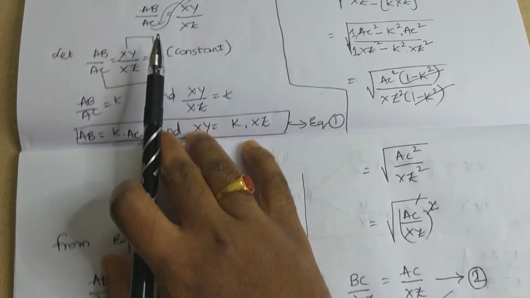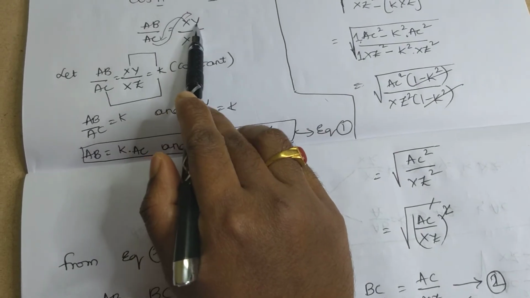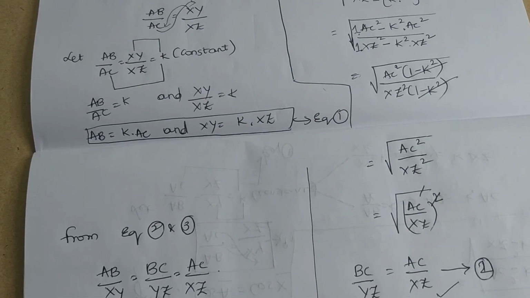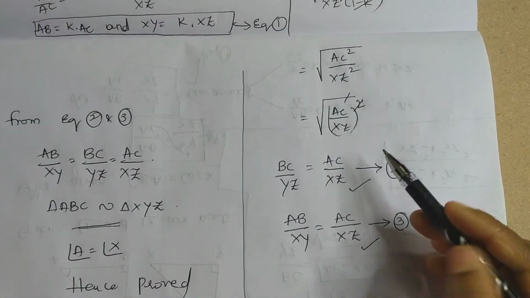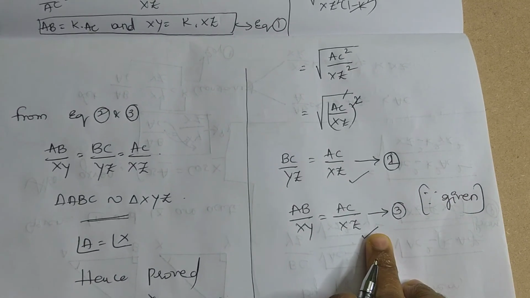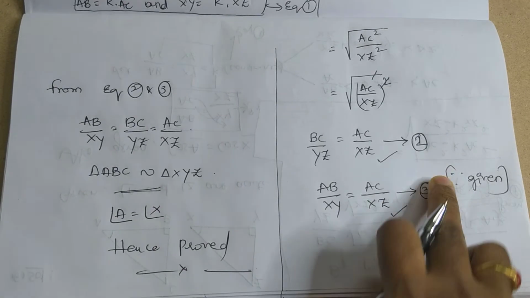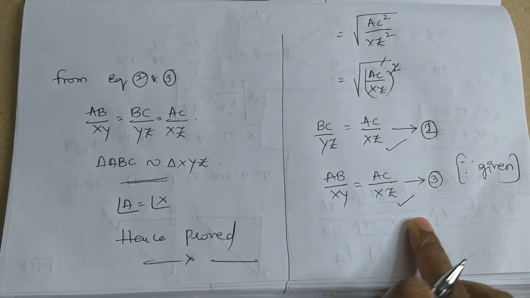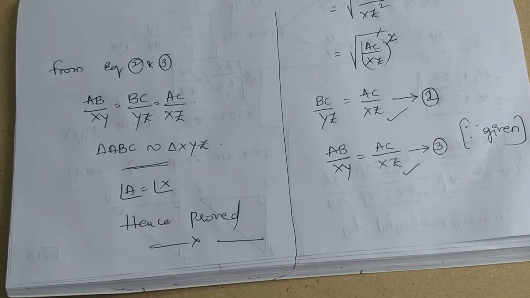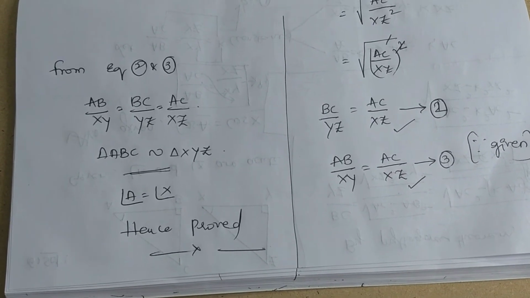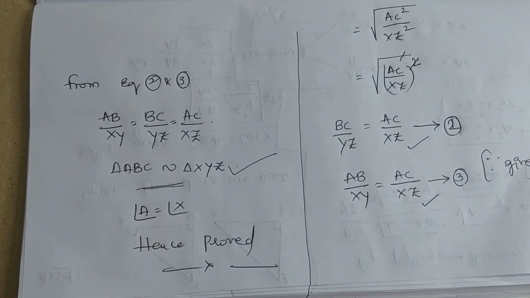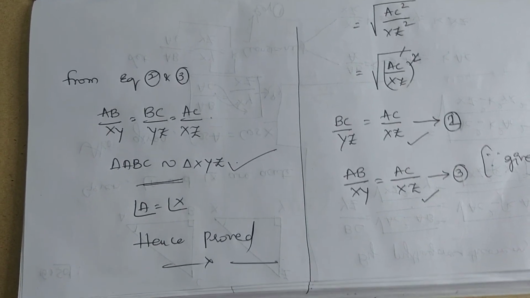So from the given condition, I have just sent the numerator to the left hand side and the denominator to the right hand side, so that it becomes AB by XY equals AC by XZ. In brackets you can write this as since given. Okay, put it as equation 3 and this as equation 2. From equation 2 and 3 you got AB by XY equals BC by YZ equals AC by XZ. Since the corresponding sides are proportional, in order to prove that the corresponding angles are equal, you can write that the two triangles are similar to each other. So if the two triangles are similar, then their corresponding angles are equal. Okay. So this is the solution.